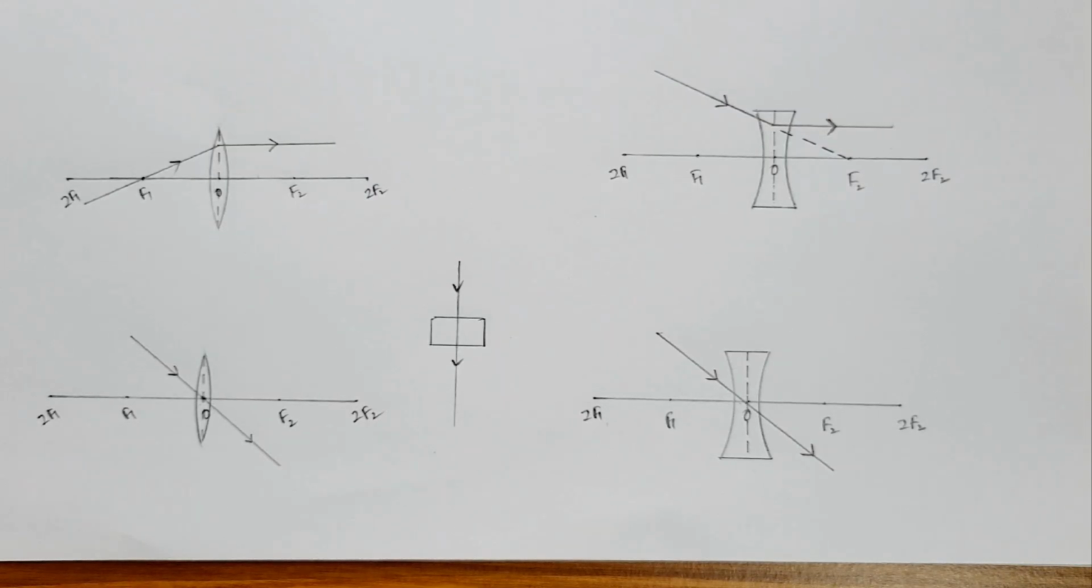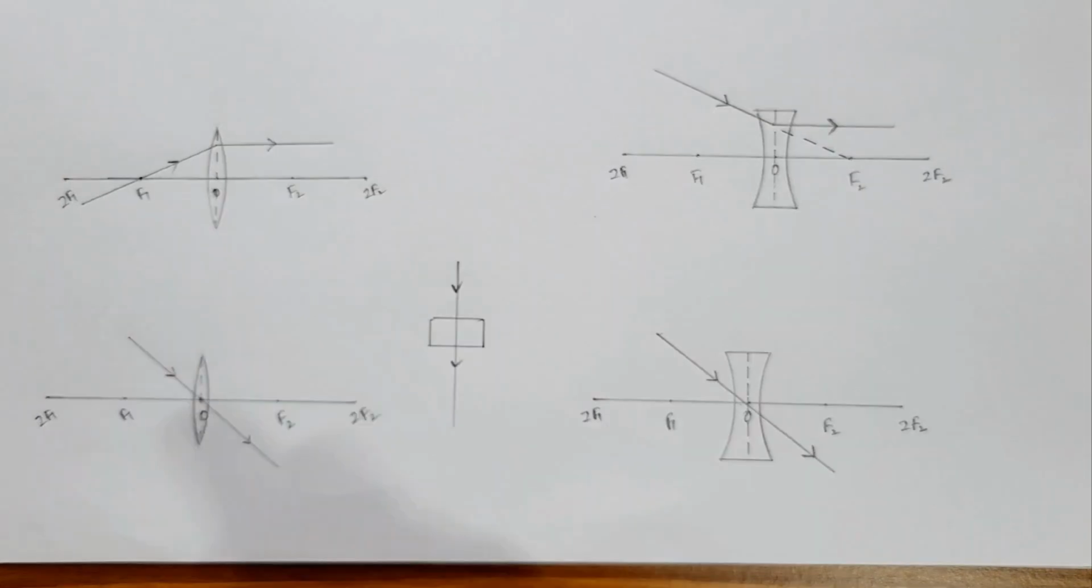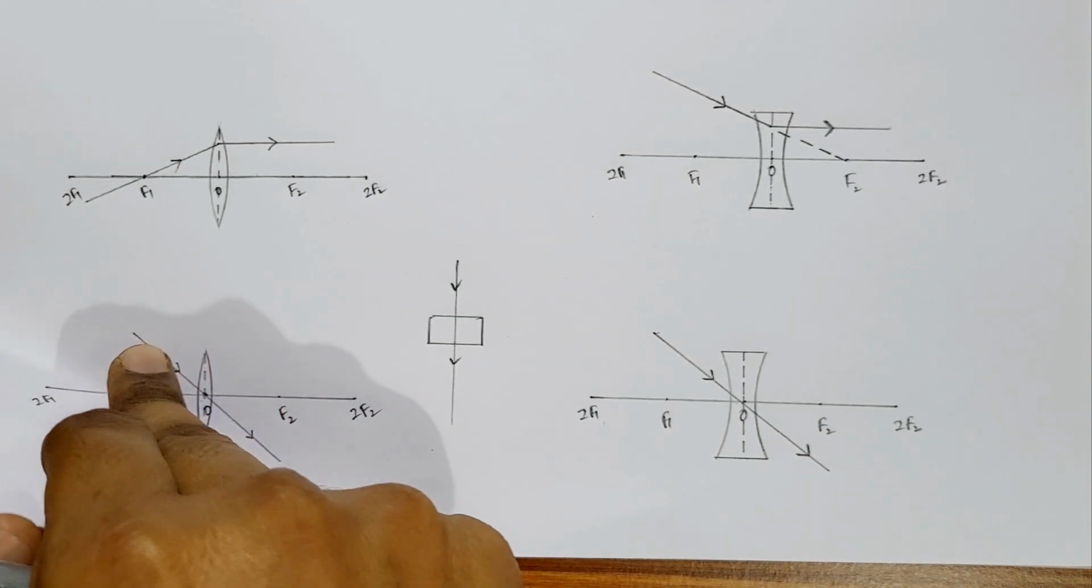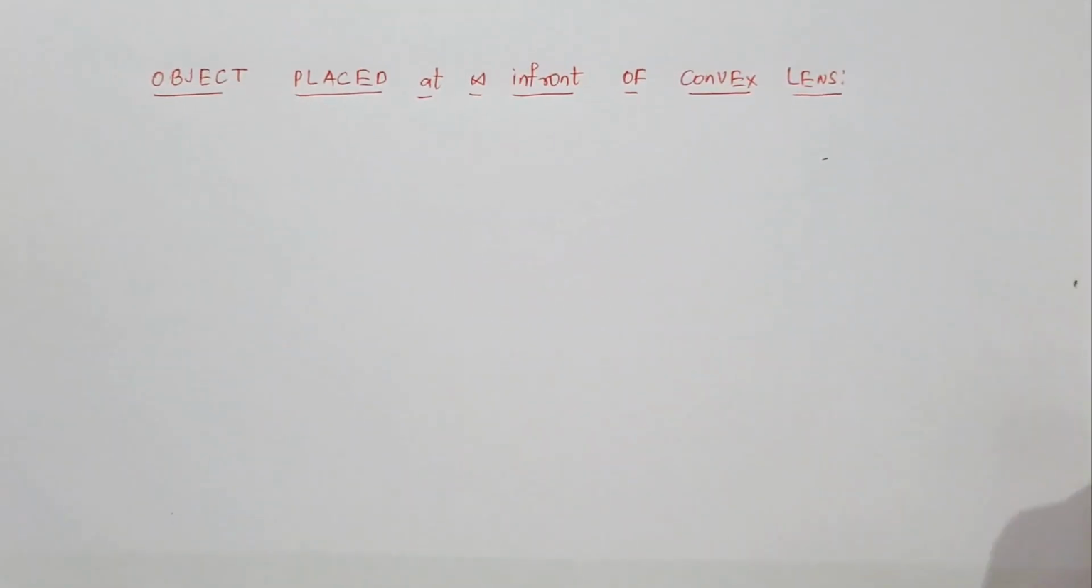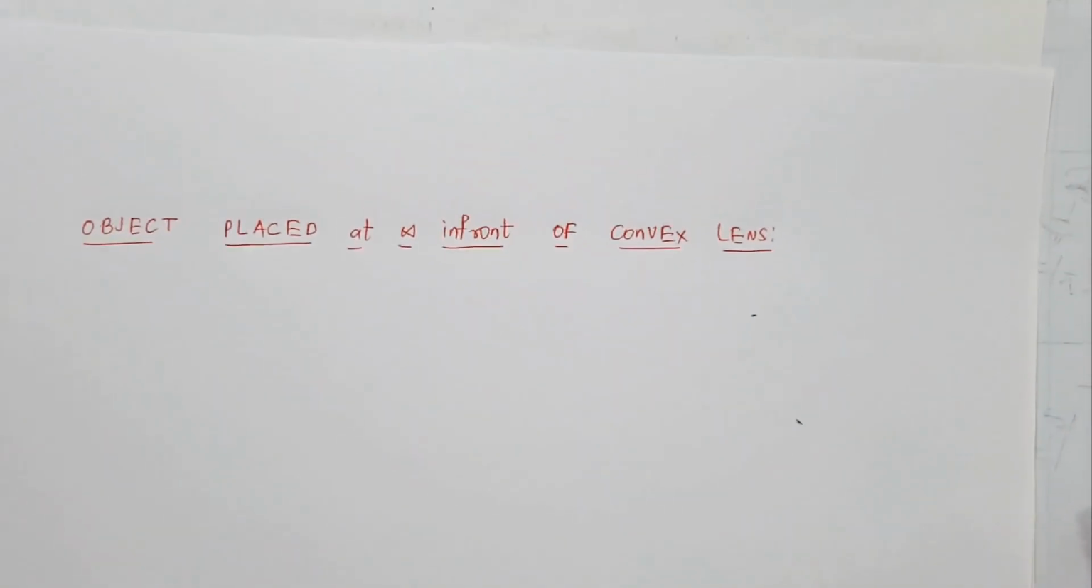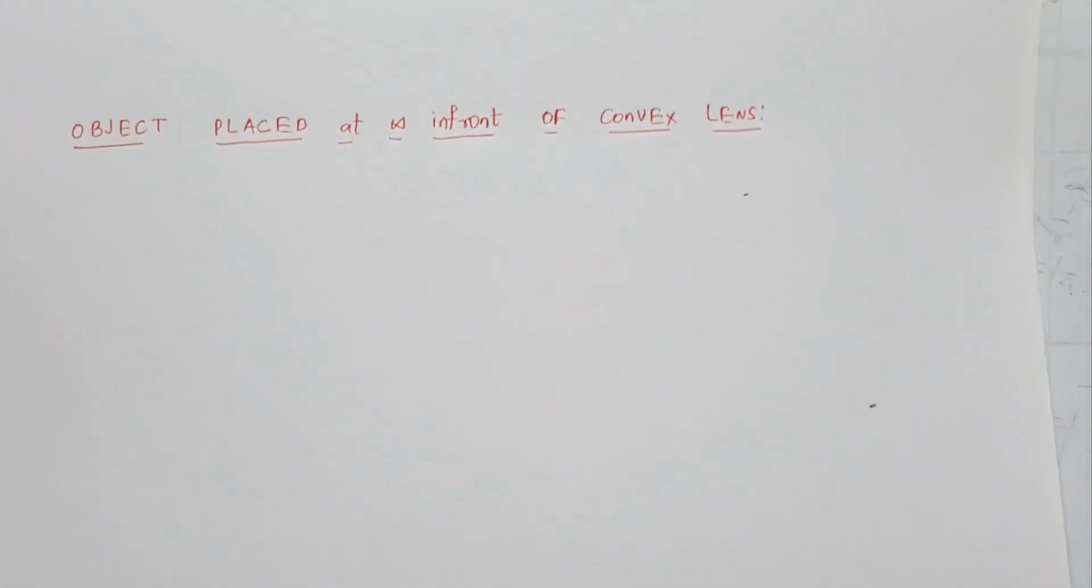It will pass straight. So these three rules should be there in your mind to understand the image formation of convex lens and concave lens. Now let us take one case after the other. Then we will draw the image formation with the measurements. With the measurements, we are going to draw the ray diagrams. So the first ray diagram is object placed at infinity in front of a convex lens.